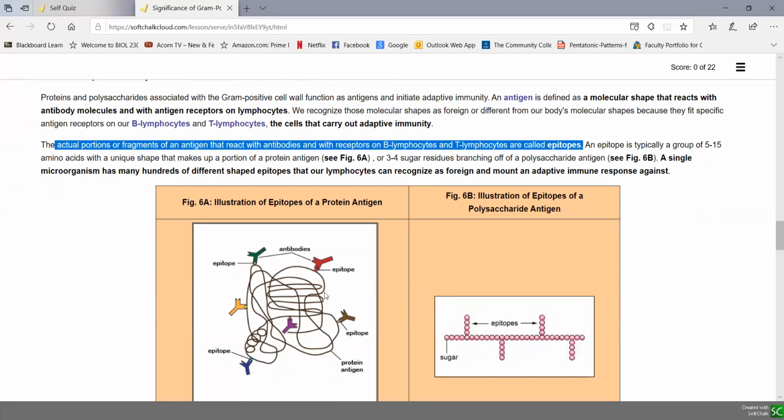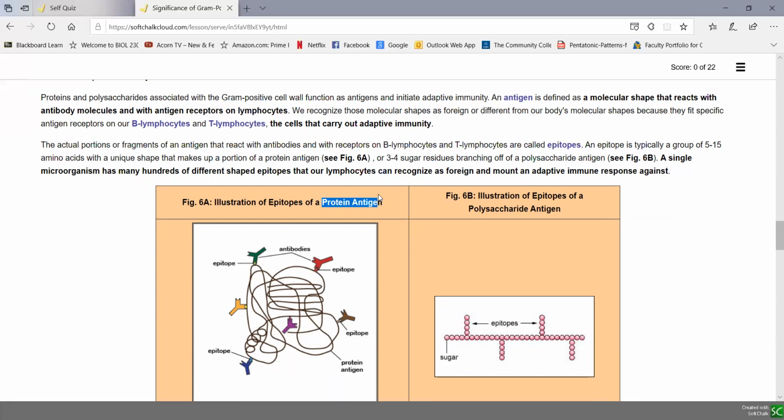Now in figure 6a, this represents a protein molecule. Remember, a protein is hundreds of amino acids connected by peptide bonds, and because certain amino acids interact with others, it has a three-dimensional shape. Well, different parts of this protein will have different orders of amino acids in different locations, and the order of amino acids can determine a shape. So an epitope on a protein antigen is typically about 5 to 15 amino acids sticking out of that protein that has a unique shape. And our lymphocytes will have a receptor that will fit that shape.